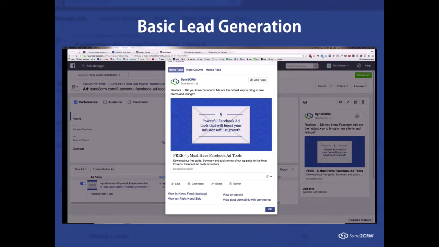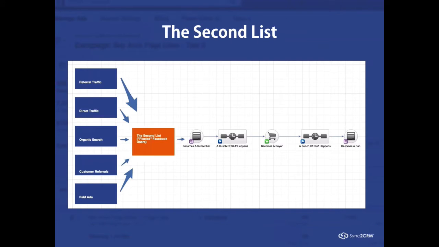So that got us a good start. We're now fishing in a massive ocean, but with some very specific bait that can get us exactly the fish that we are targeting coming in the top of our funnel, right? So let's go to the next step. Let's talk about what is known as the second list.